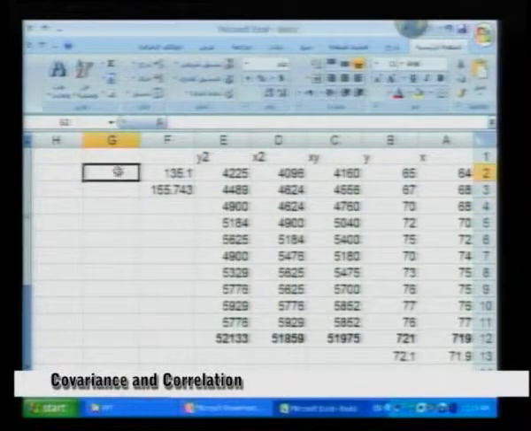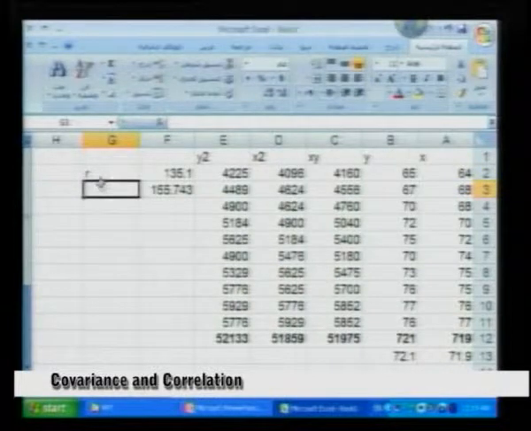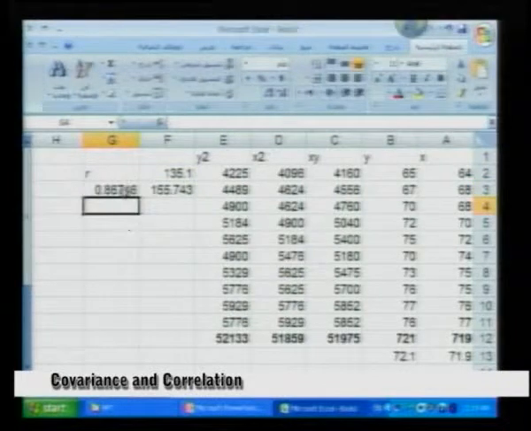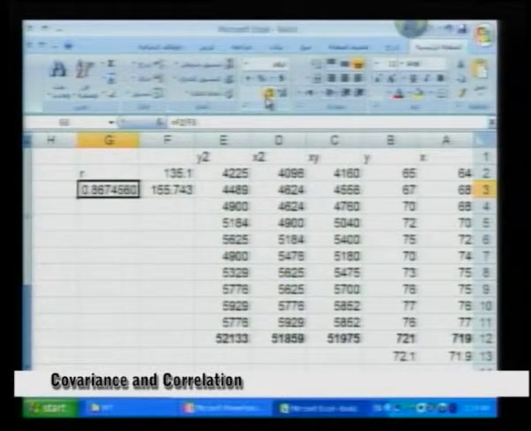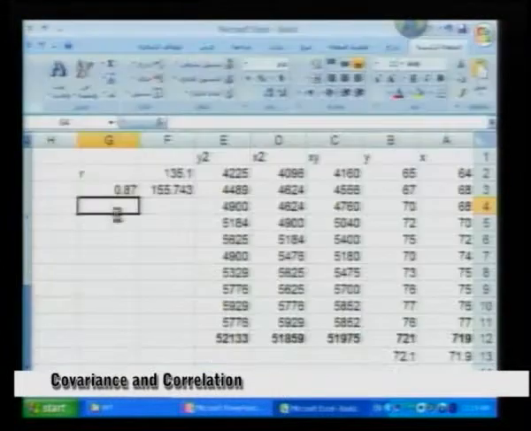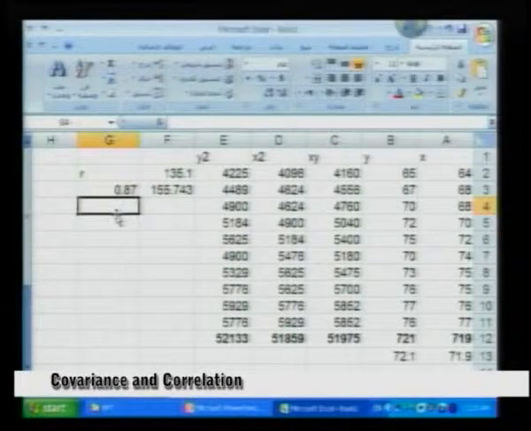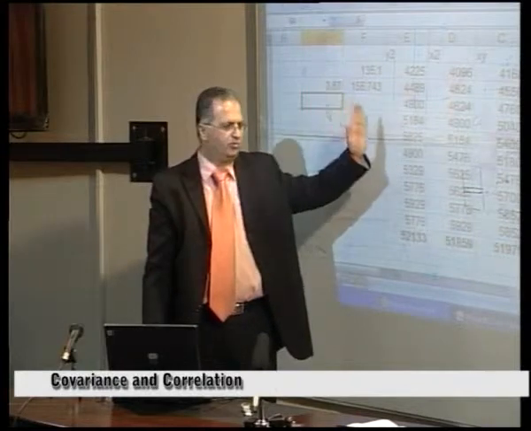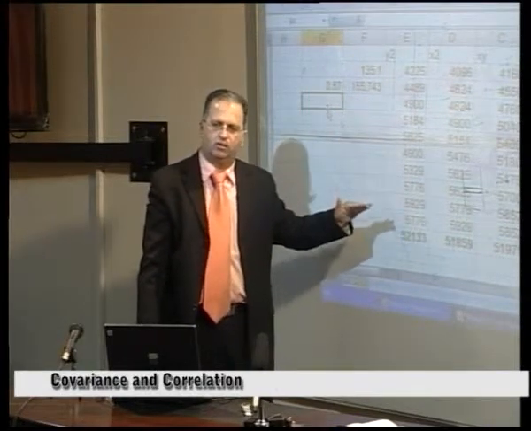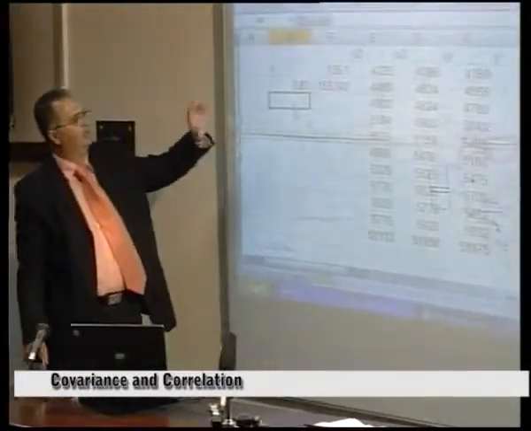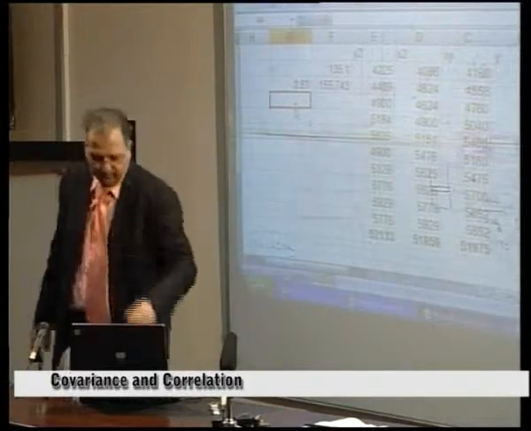So now R equals this value divided by 155, and round always to 2 decimal places, which will give 0.87. So R is 0.87. So the first step, we have x and y. Compute xy, x squared, y squared, and the sum of all of these. Then x bar and y bar values are given. Then just use the formula you have, and we'll get R to be 0.87.